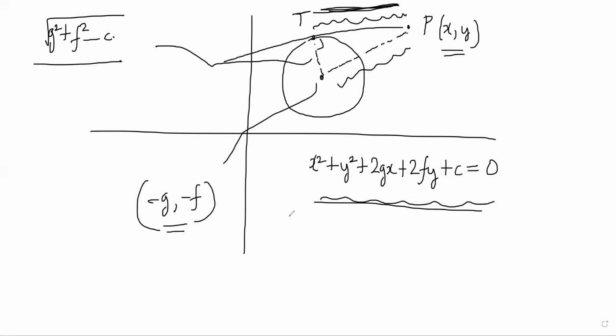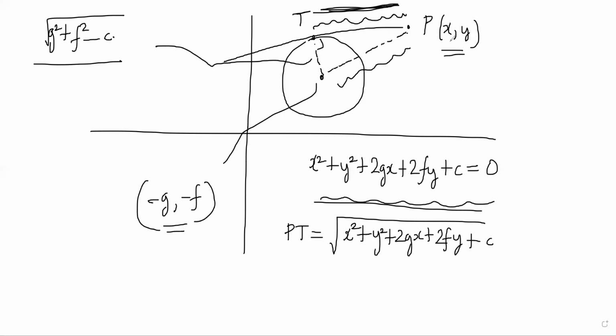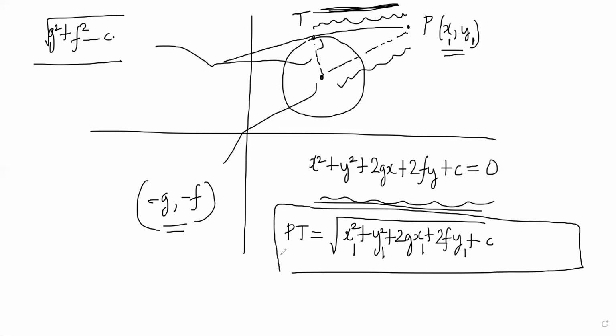Once you find this length, you will realize that PT is equal to root of x square plus y square plus 2gx plus 2fy plus c. I should have written it as x1, y1. It will come out to be this. What does it mean? Basically, you put the point in the circle equation, and whatever expression comes out, the square root of that is the length.